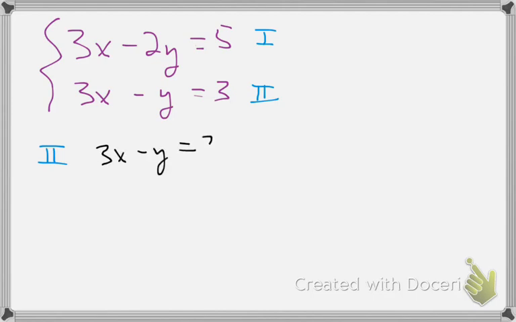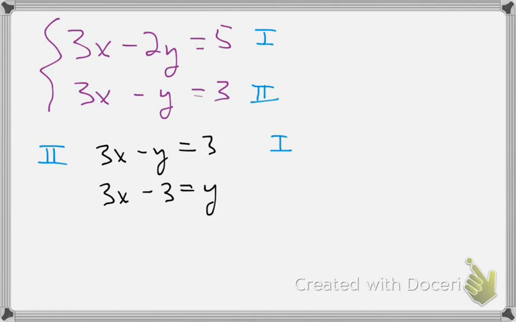3x minus y equals 3. And I can solve it for y by subtracting the 3 to the left and adding the y to the right. That's the most direct way to do it. You guys all on board with that? So 3x minus 3 equals positive y. Is that okay? So that was step 1. We picked one of the variables in one of the equations and we solve for it. Then we substitute that into the other equation.